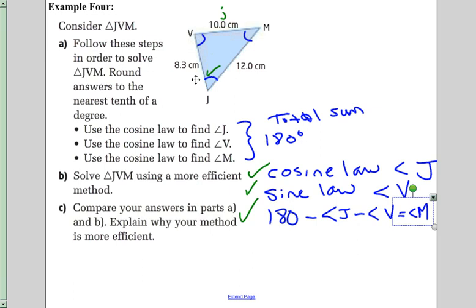If you compare your answers, you will get a similar answer, but there's probably a little bit more rounding that happens in each case, so it could be slightly off, but it is more efficient to not use cosine law all 3 times. You should only ever use it once and then switch to a different rule.